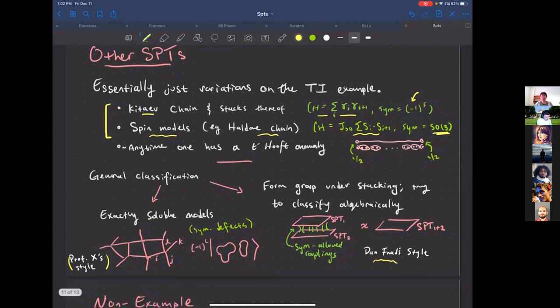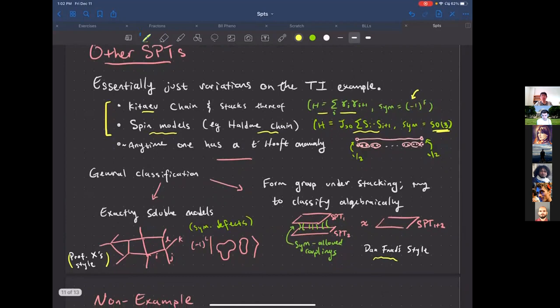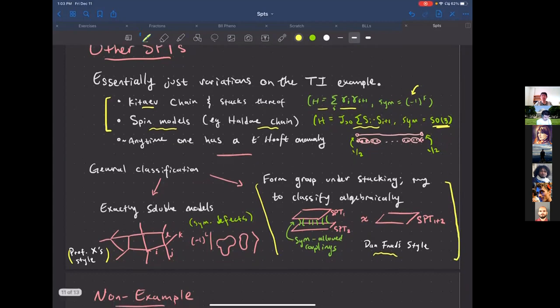My understanding is that the formal classification of these things, maybe there are some subtleties when you have fermionic degrees of freedom, but essentially the general classification of SPTs has been solved within this framework.